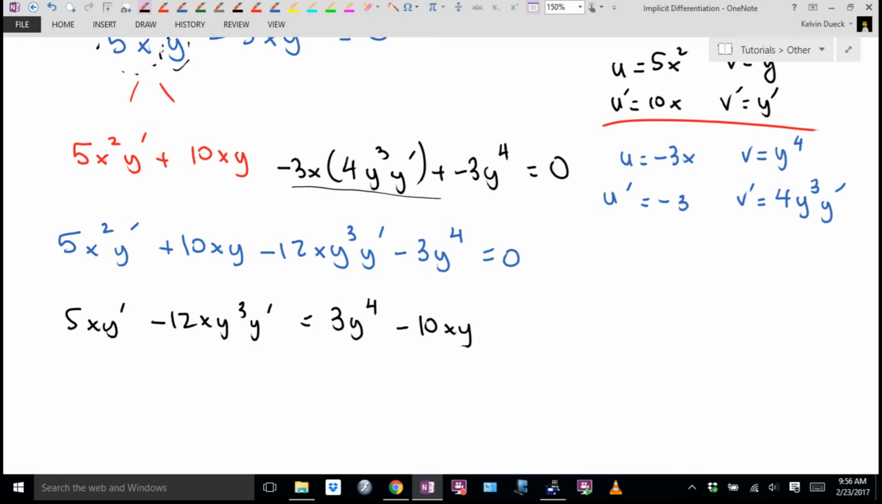How many y primes do I have? How many would I prefer? It would be wonderful if there was a grade 9 mathematical operation that I could pull out of my back pocket and turn this from 2 into 1. Are you saying y prime is a GCF? It is.